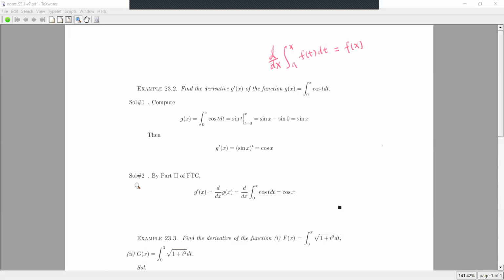Solution 2. We can directly apply this formula to solve the problem. Take the derivative of g. g is this integral, so taking the derivative of g is taking the derivative of this integral. By this formula, derivative and integral cancel each other. Replace t by x, then we get cosine of x. The 2 solutions have the same answer.